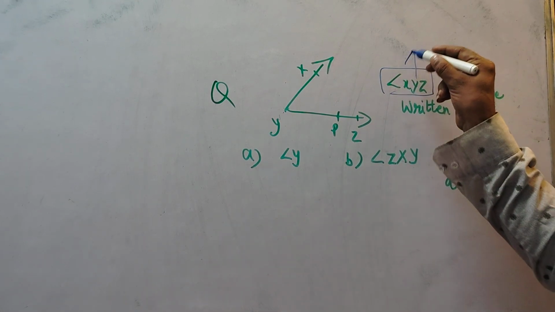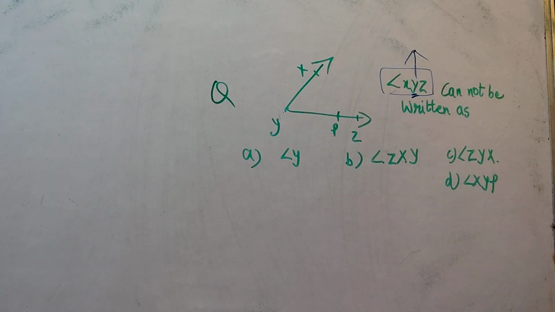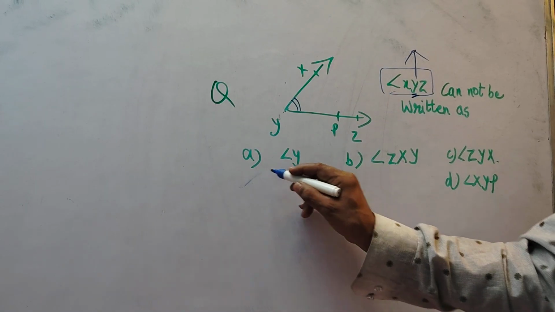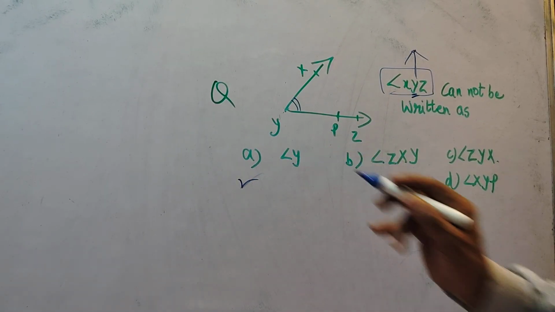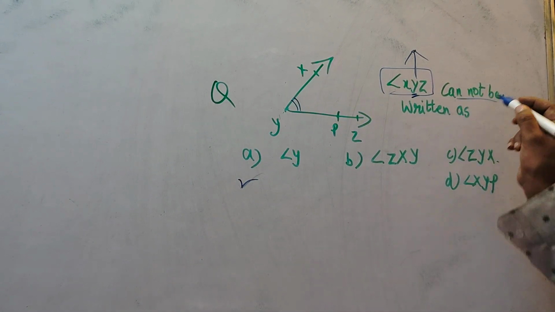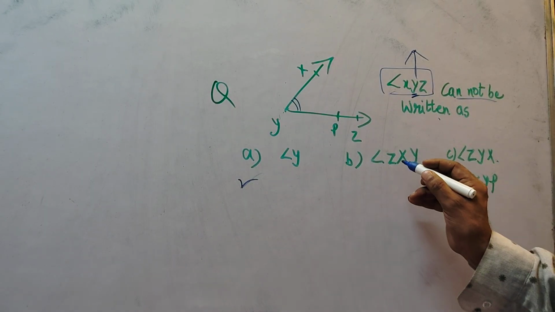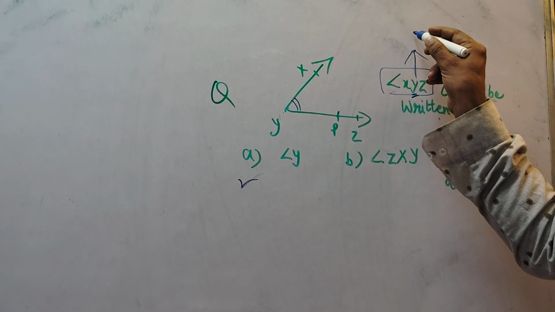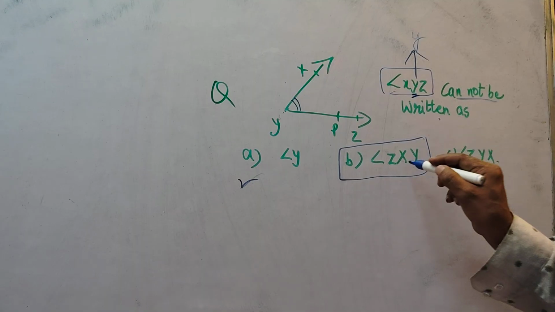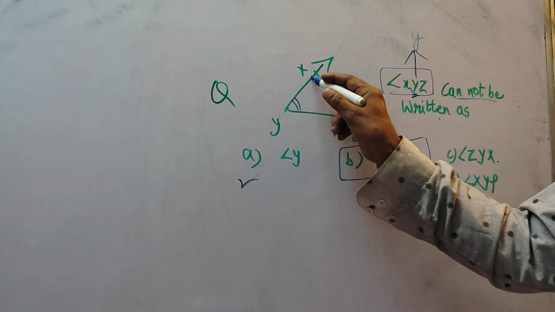The middle letter indicates the angle. For XYZ, the middle one is Y, so our angle is at Y. Option A is correct, since using one letter we can indicate angle Y. The middle letter always indicates the angle. In option B, the middle letter is X, so it indicates angle X, and angle X is different than angle Y. Angle X is here.